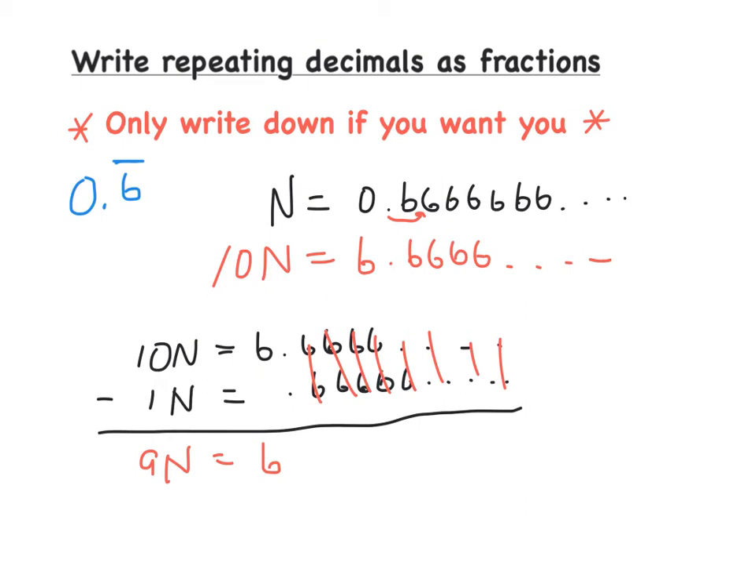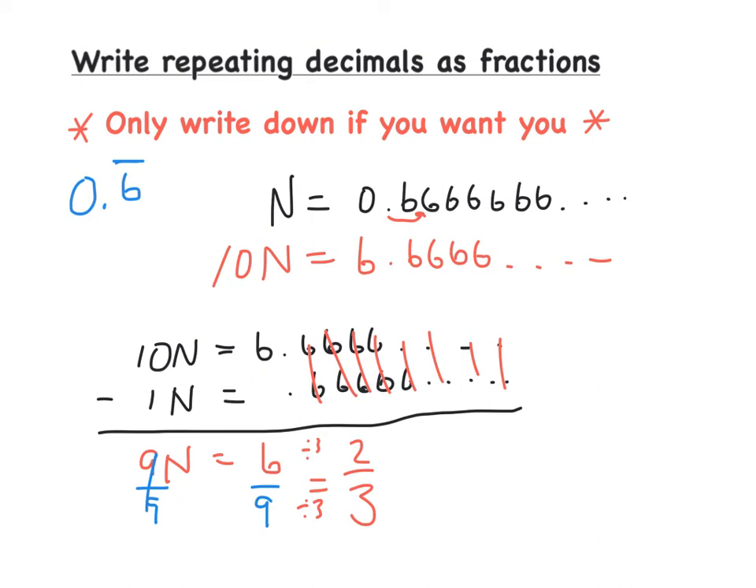If we divide by 9, this is a one-step equation. So we have n is equal to 6/9. If we reduce that, n is equal to 2/3, because if we divide by 3 in the numerator and the denominator, n is equal to 2/3.